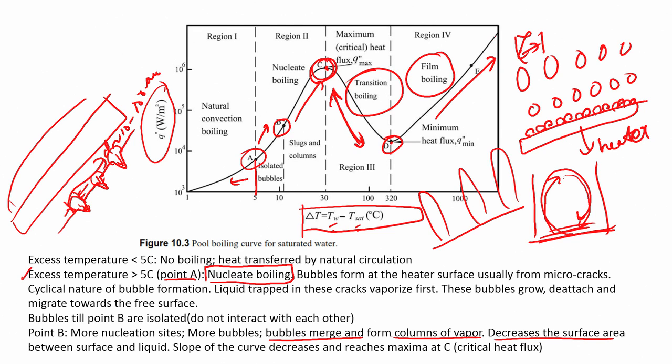At the end of this regime 4, you can have the catastrophic limit also, because you can see the degree of superheat is very, very high. Because the degree of superheat is very high, the material of the heating surface may actually melt. So, you have a catastrophic situation.